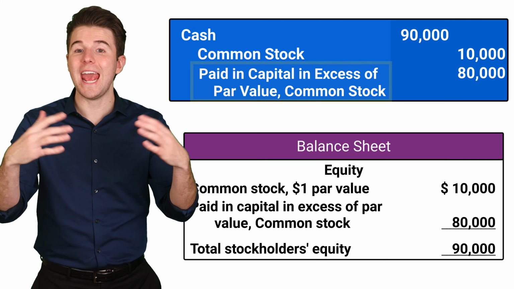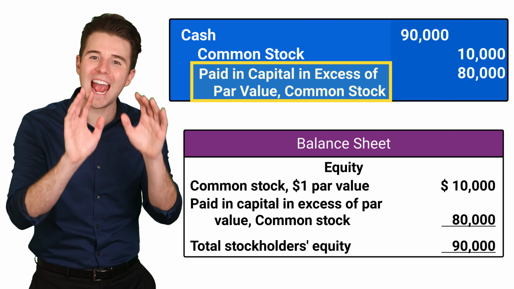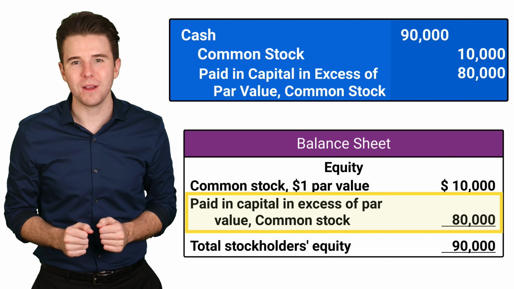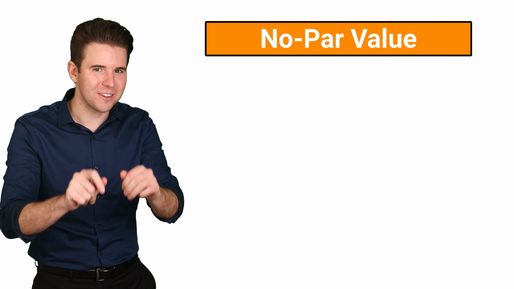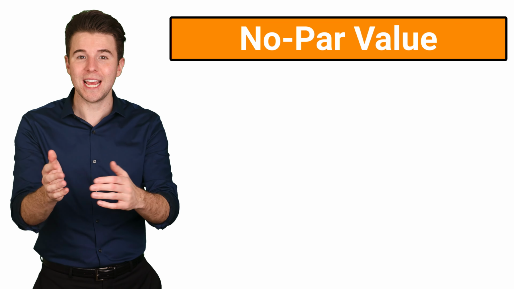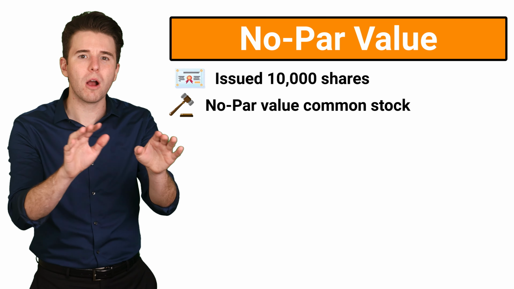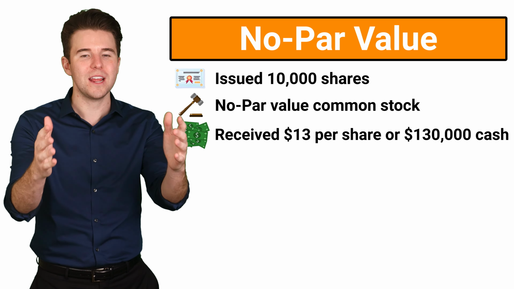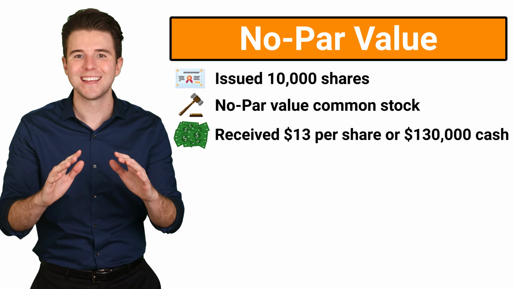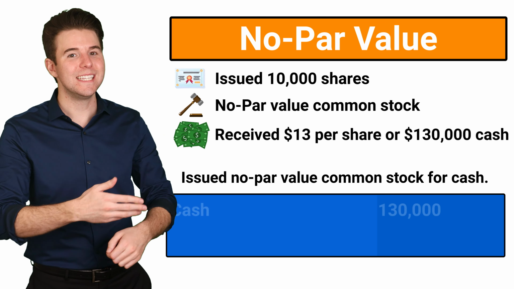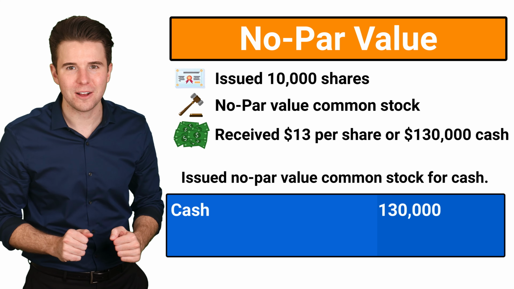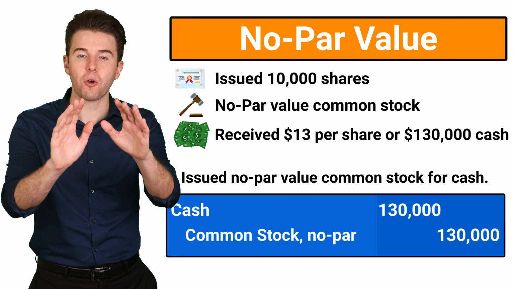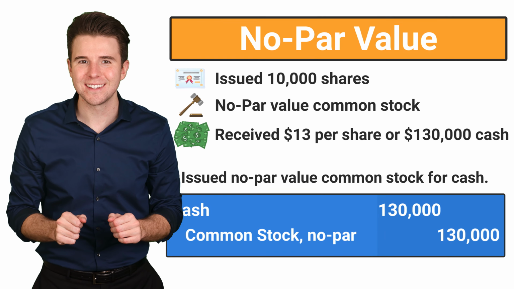Paid in capital in excess of par value is an equity account and is reported on the balance sheet of a corporation. Let's do another example. Assume we issue 10,000 shares of no par common stock for $13 per share for $130,000 cash. In this entry, we debit cash for $130,000 and credit common stock, no par value, for $130,000.